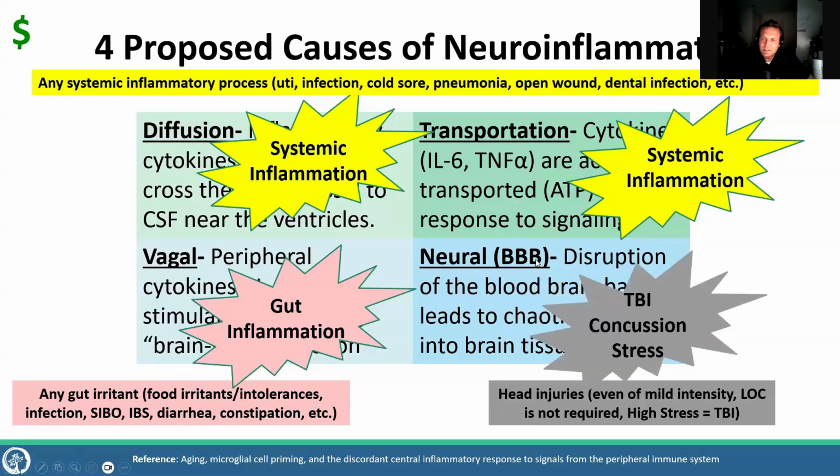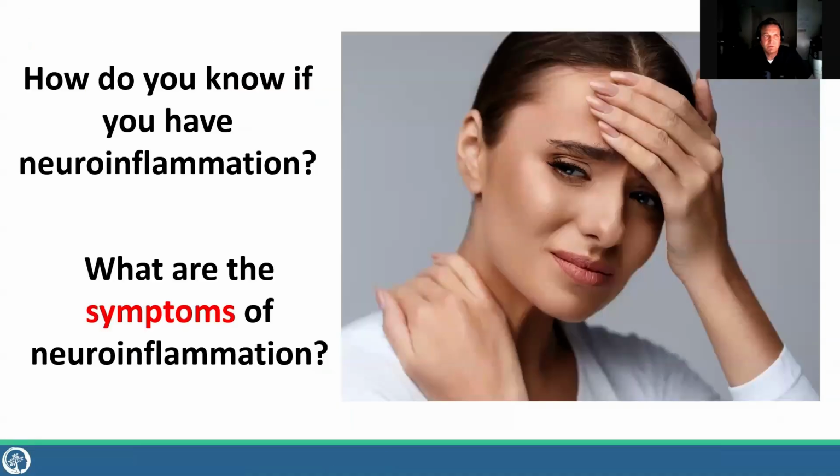The last one is the blood-brain barrier gets disrupted. And the most common reason for that to happen is a traumatic brain injury or a concussion. Even head injuries of very modest or mild intensity can actually change the blood-brain barrier and lead to neuroinflammation.